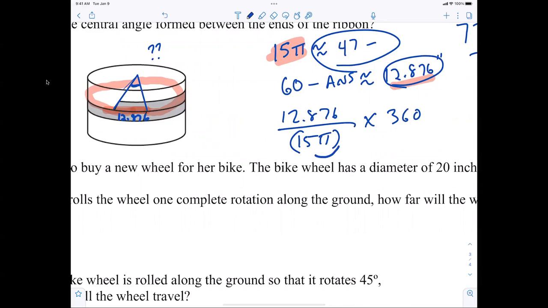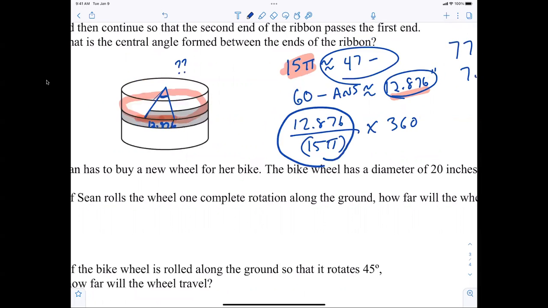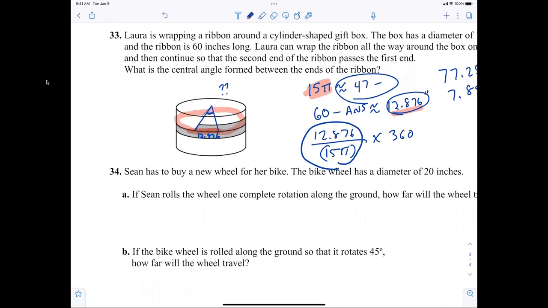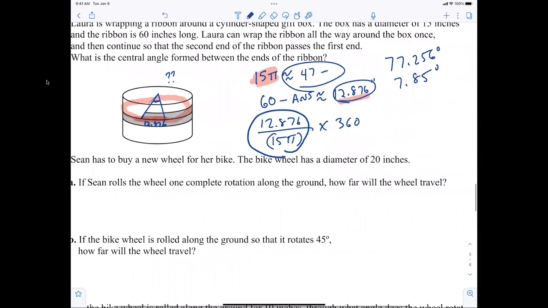We would just take 12.876 and divide it by 15 pi, because that's the total distance around. Does everybody agree with that? So what decimal is that? Somebody tell me what 12.876 divided by 15 pi is. And I said you had to be real careful when you do the division. All right.